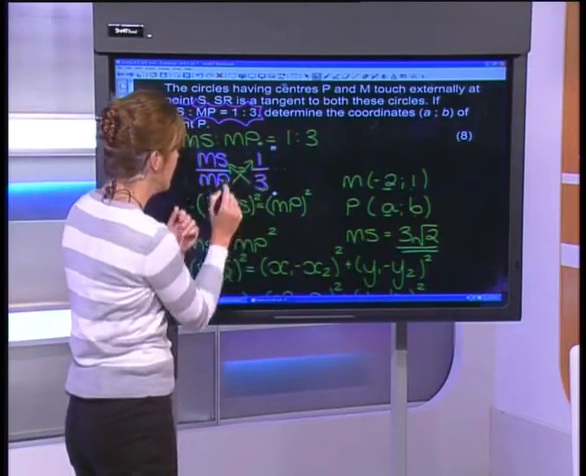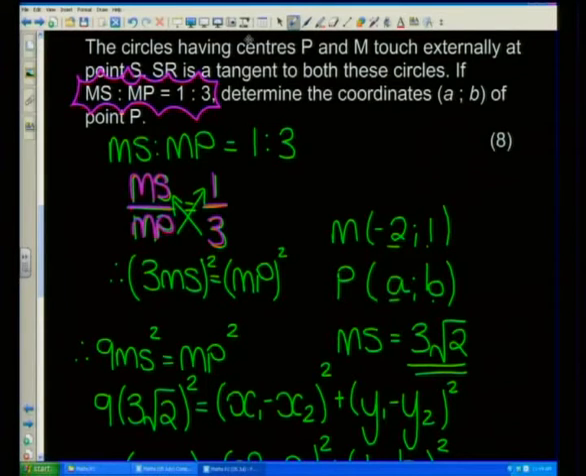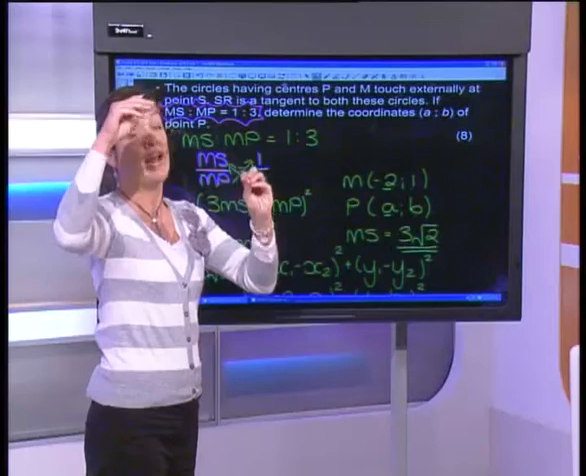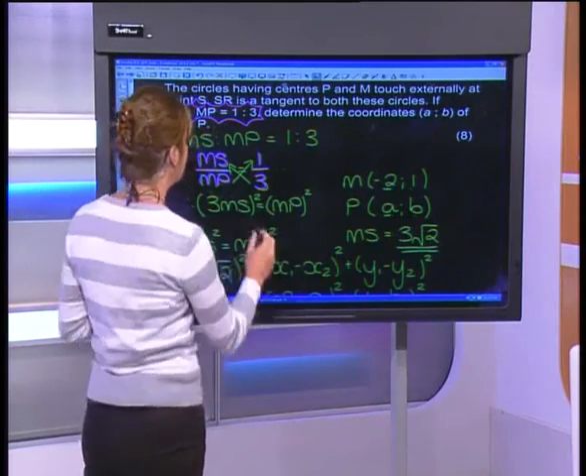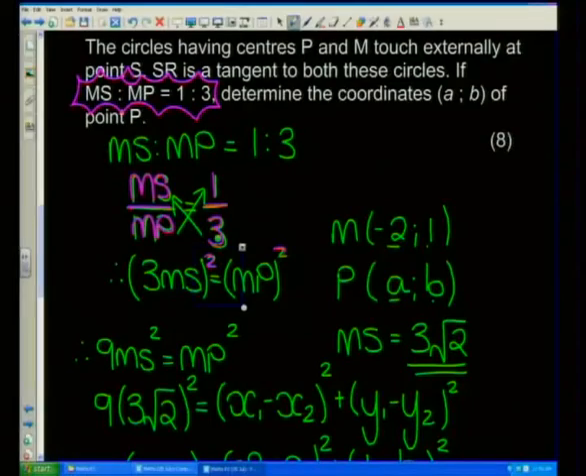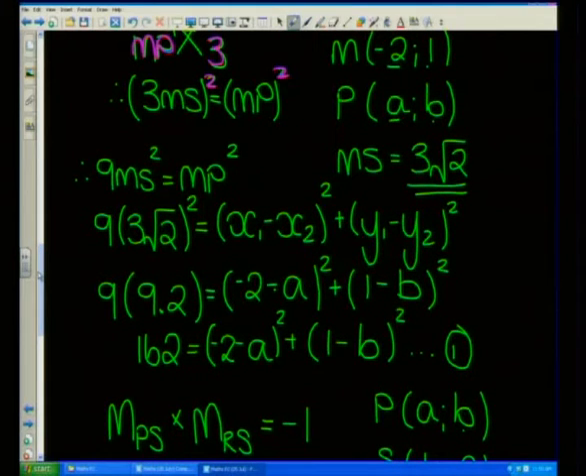Cross multiply your ratios, okay, that landed up giving us our 3MS, which is equal to MP. And as I said to you earlier, when we're working with the distance formula, your distance formula doesn't say MS equals and then the equation on the other side. We have to work with MS squared, okay? So that was why we put the squared over there, so that we're talking about it in terms of its distance.